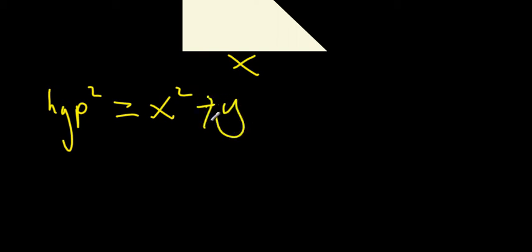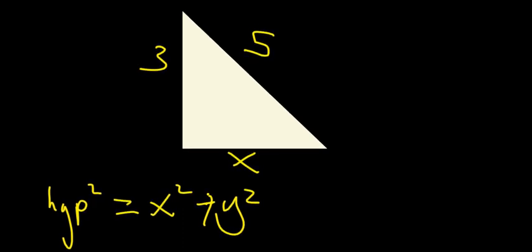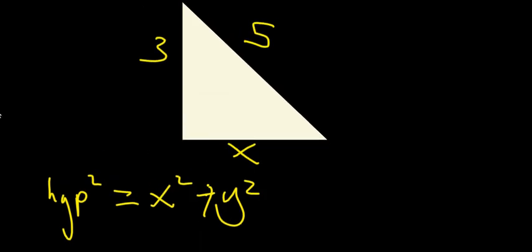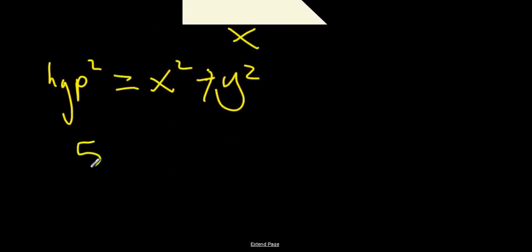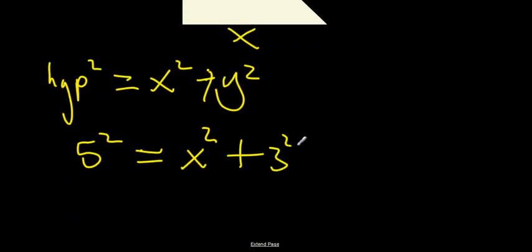So the theorem says that hypotenuse squared is equal to x squared plus y squared. Right? So let's fill in what we know. Whenever we're doing math, always fill in what you have already and write down what you know. So hypotenuse squared, hypotenuse remember is the longer side, so in this case it's 5 squared. X squared we don't know, so we'll just have it as x squared. And y squared we have as 3, so it's plus 3 squared.